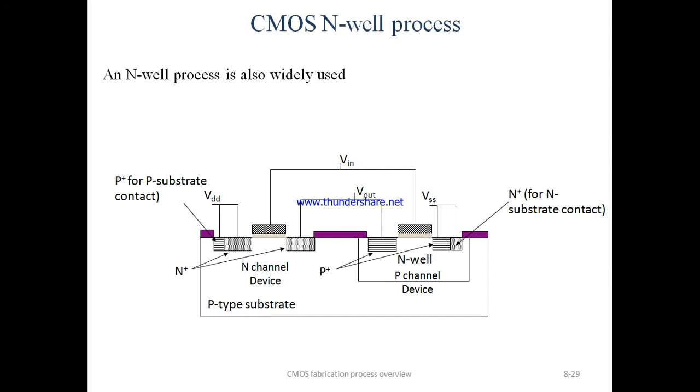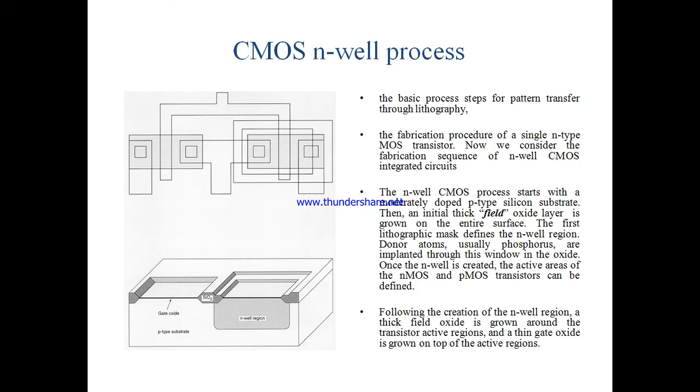CMOS N-well process. In the CMOS N-well process, an N-well process is also widely used. In the CMOS N-well process, the basic process steps are pattern transfer through lithography, and the fabrication procedure of a single N-type MOS transistor. Now we consider the fabrication sequence of N-well CMOS integrated circuits.